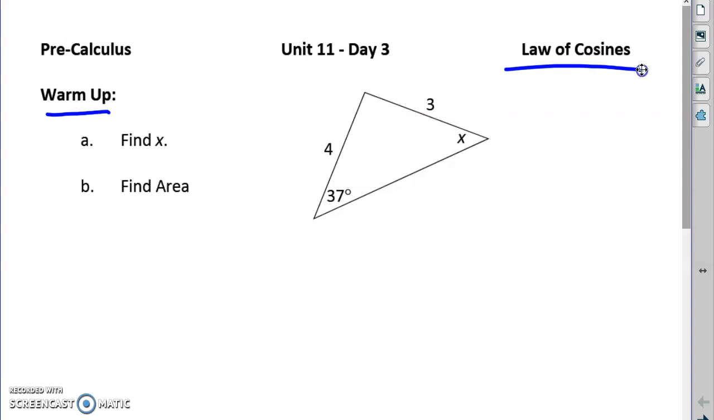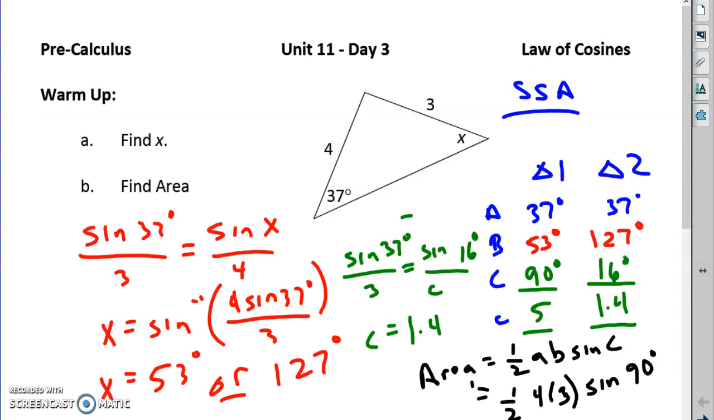I'll take a second to pause. You can check your work. As I'm sure you saw, it was an SSA. 37, 4, 3 gave us two triangles possible. My first work I did was in red. I had the side-angle pair of 37 and 3. I went through sine of 37 over 3 equals sine of x over 4. I got one possible angle x to be 53 degrees. The supplement, also 127. Were there degrees left to make both triangles? 37 and 53 left C of 90. 37 and 127 left C of 16. So indeed, there were two triangles possible.